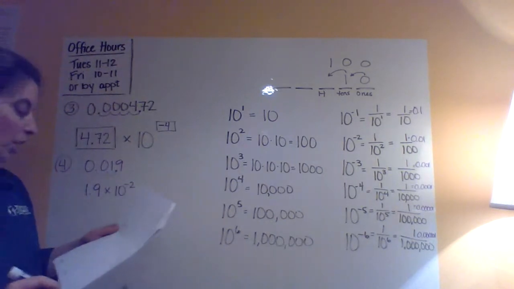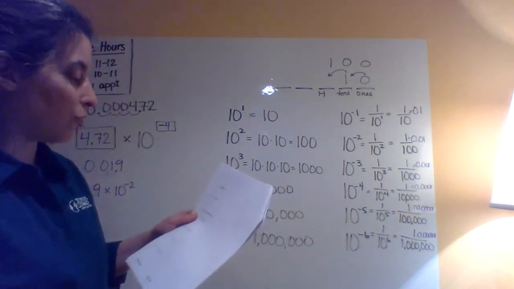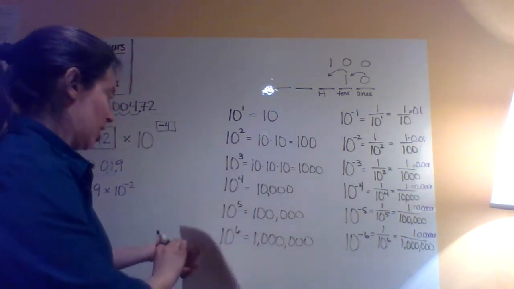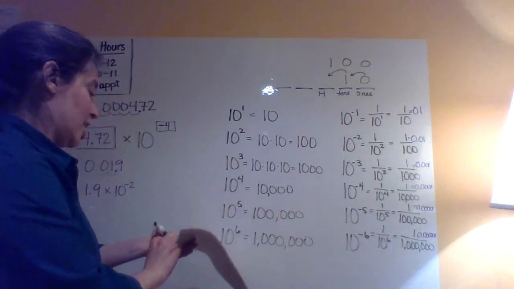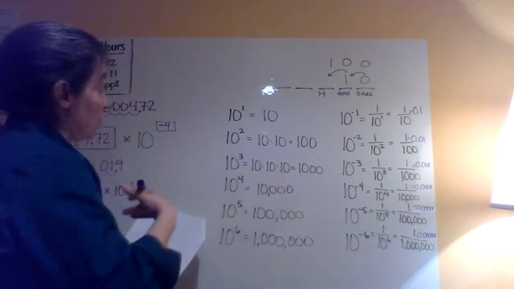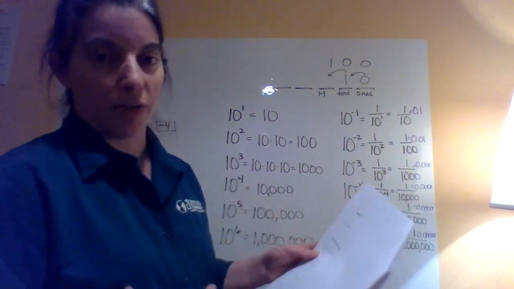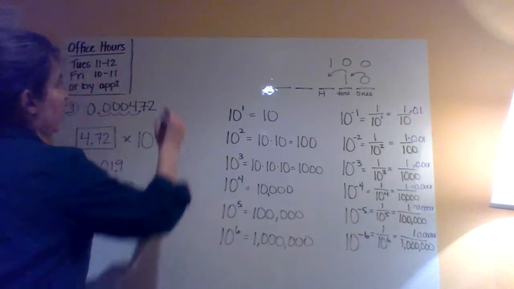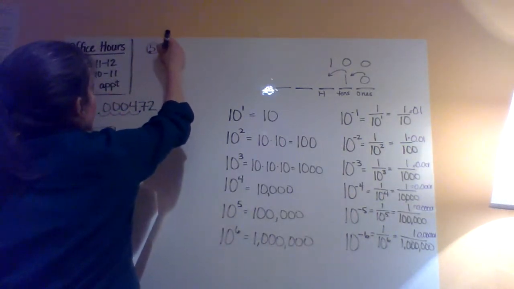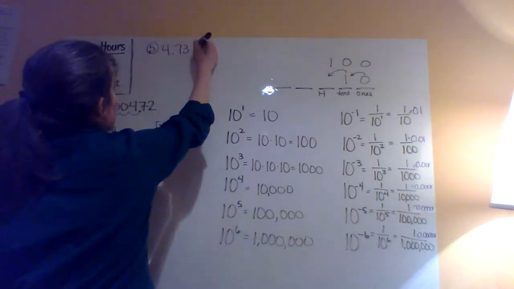All right, numbers 5 through 8 are written in scientific notation, and we need to write them in standard notation. And again, this is where sometimes people have memorized, or been taught to memorize, when I go left, when I go right. Again, I don't want you to just memorize it. So number 5 says 4.73 times 10 to the 6th.